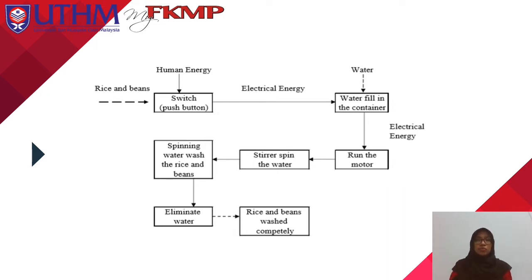Water will start to fill in the container. After that, select the timer and speed of the stirrer, and the motor will start to run and the stirrer will stir the water. The spinning water will help to wash the rice and beans. The milky water will then be eliminated from the container by the funnel placed on the container. The output of our product is clean rice and beans.